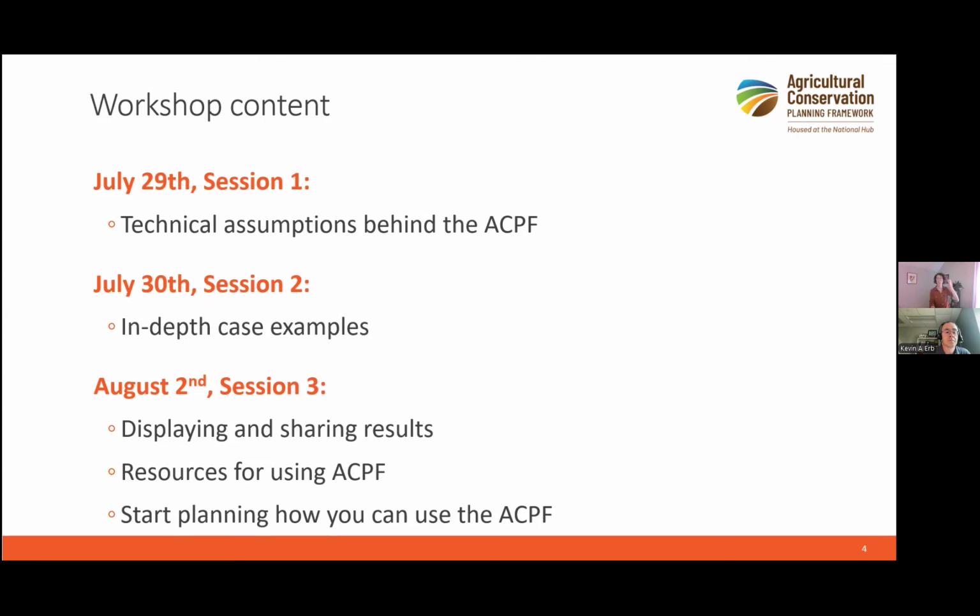Today, we're going to start out jumping into the technical information. So that's what we'll focus on today. On Wednesday, we'll get into some in-depth case examples. So this is your chance to get into the messy, how does this actually work on the ground kind of questions. And then on Friday, we'll dig into the different ways that you can display and use the outputs, and how do you make choices between the different ways we package that. And we'll talk about some resources that you can access for using ACPF. And we'll get started planning so you can figure out how to use the ACPF.